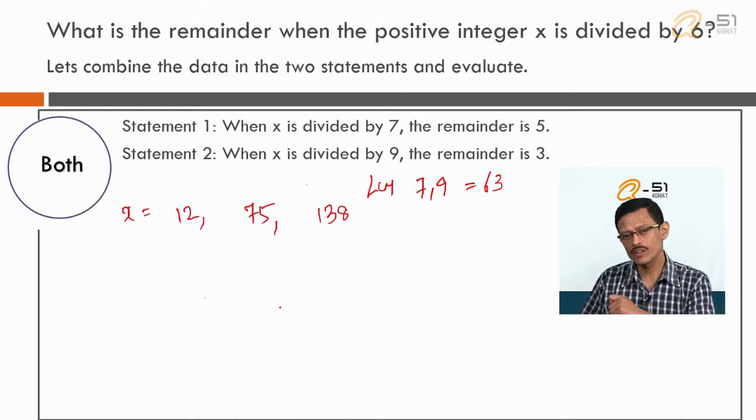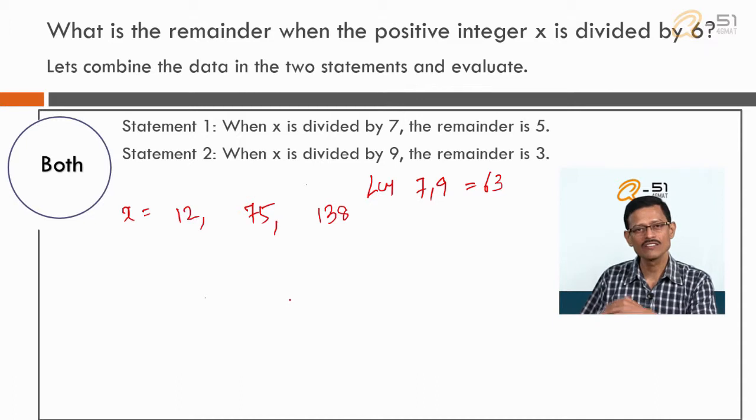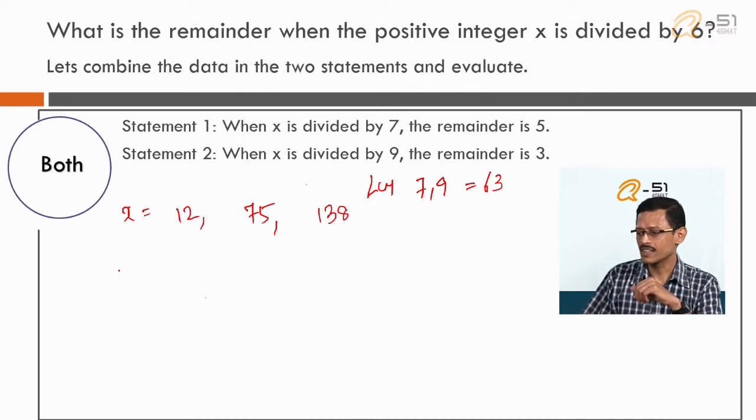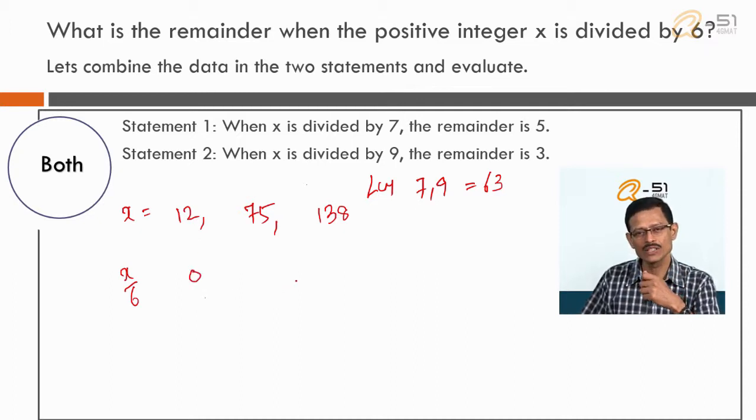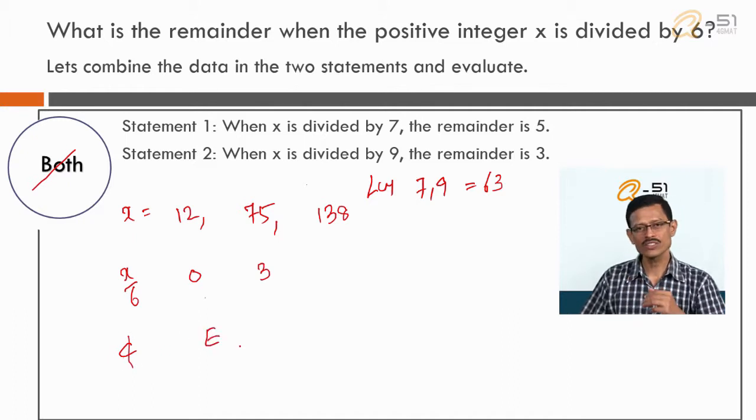Let's check if we're getting a uniform remainder. If we get a uniform remainder with these numbers, then the data is sufficient. If not, then despite combining the information in the two statements, we're not getting a uniform remainder. When x is divided by 6, if x is equal to 12, the remainder is 0. If x is equal to 75, the remainder becomes 3. Are we getting a uniform remainder? No. So despite combining the two statements, we're still not getting a uniform answer. So we can rule out answer choice C as well. What we are left with is answer choice E.